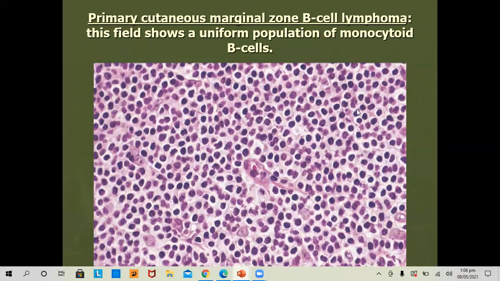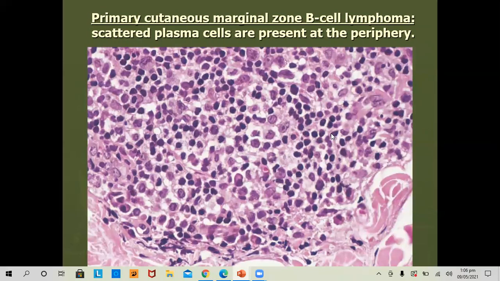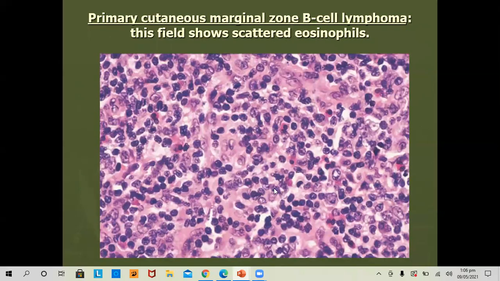So this is a uniform population of monocytoid B cells. In addition to the B cells, plasma cells are also present at the periphery of the lesion. Eosinophils are also seen within the section. So the histology is a mixed type, mainly comprising a monomorphic population of B cells, but with a hint of germinal center formation with tingible body macrophages, plasma cells at the periphery, and eosinophilic infiltrates.